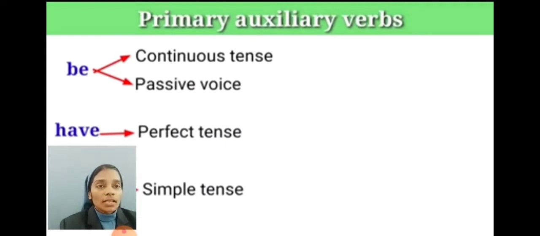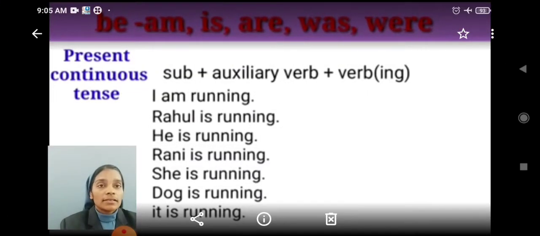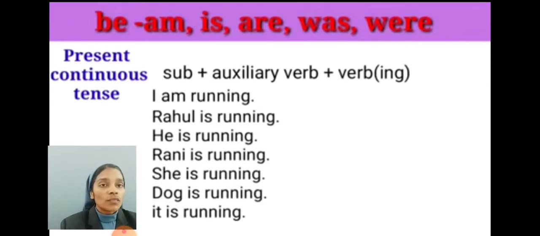So, which are the different forms of be? Am, is, are, was, were. These are the different forms of be. As I already said, we use be forms in continuous tenses: present continuous, past continuous, future continuous. In present continuous tense, we use am, is, are, and in past continuous tense, we use was and were. In future continuous tense, we use will be.